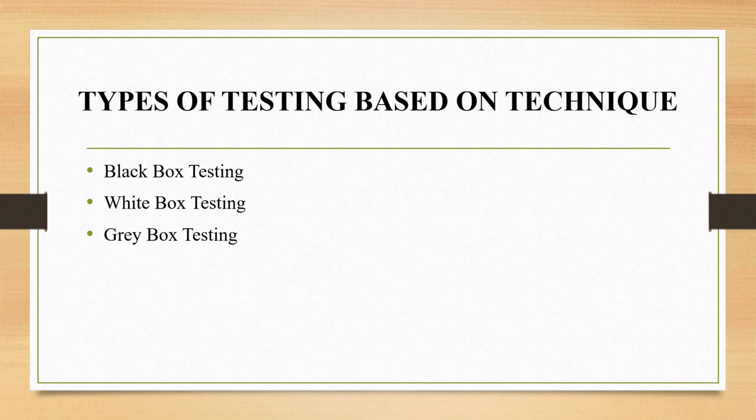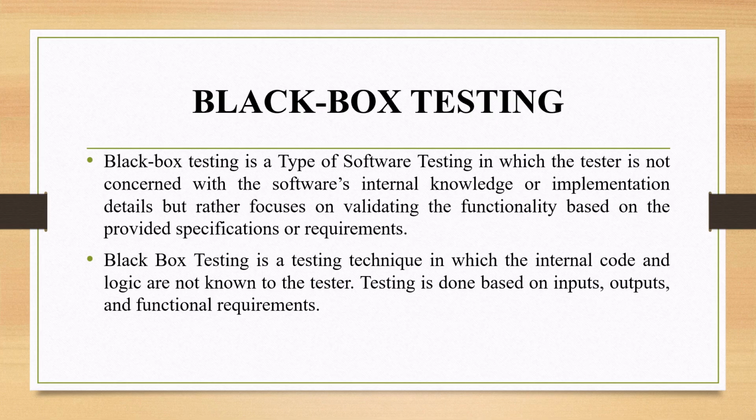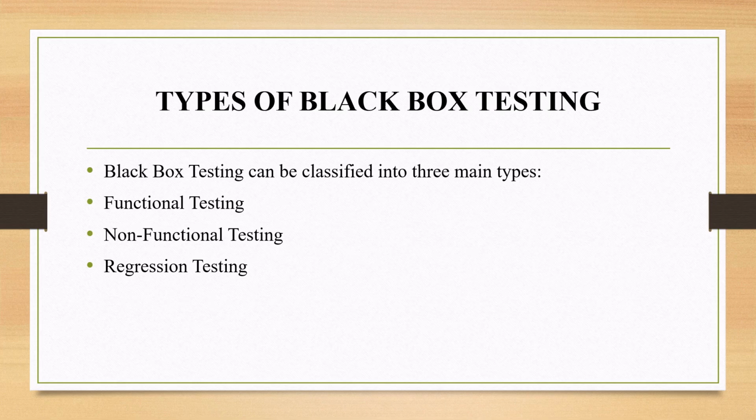Here we have already seen the types of testing based on techniques. There are three types, as we already said: black box testing, white box testing and gray box testing. Let's see what black box testing is. Black box testing is a type of software testing in which the tester is not concerned with the software's internal knowledge or implementation details, but rather focuses on validating the functionality based on the provided specification or requirements. It is a testing technique in which the internal code and logic are not known to the tester. Testing is done based on the inputs, outputs and functional requirements.